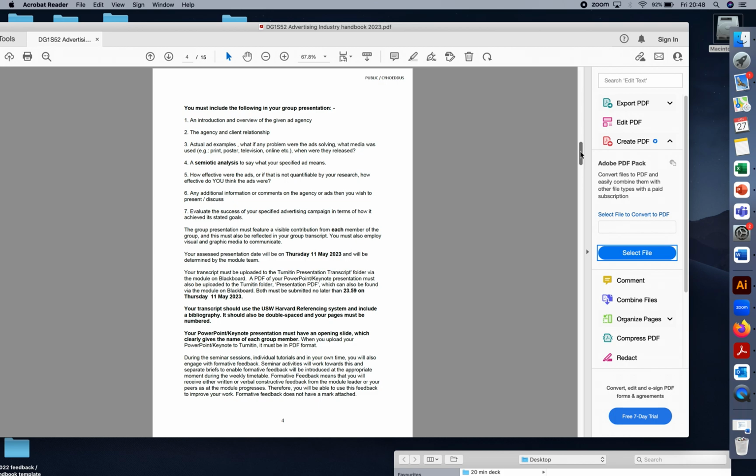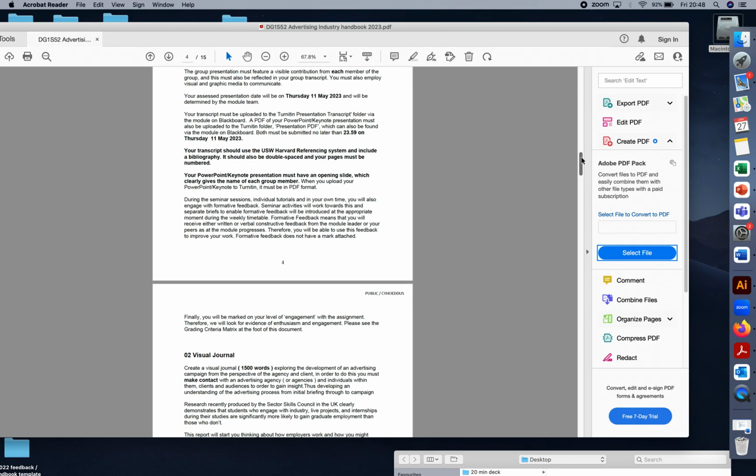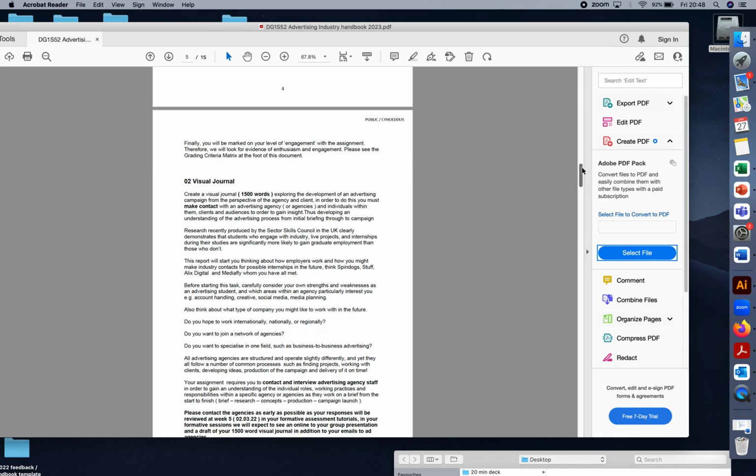And then you'll be assessed on the 11th of May. So like you did in semester 1, you present for 10 minutes in your group to myself and Cara, and then you're submitting your group presentation and your journal. So again, now we've done it once, I think it should get easier the second time around. And then scrolling down, part 2 is your visual journal.